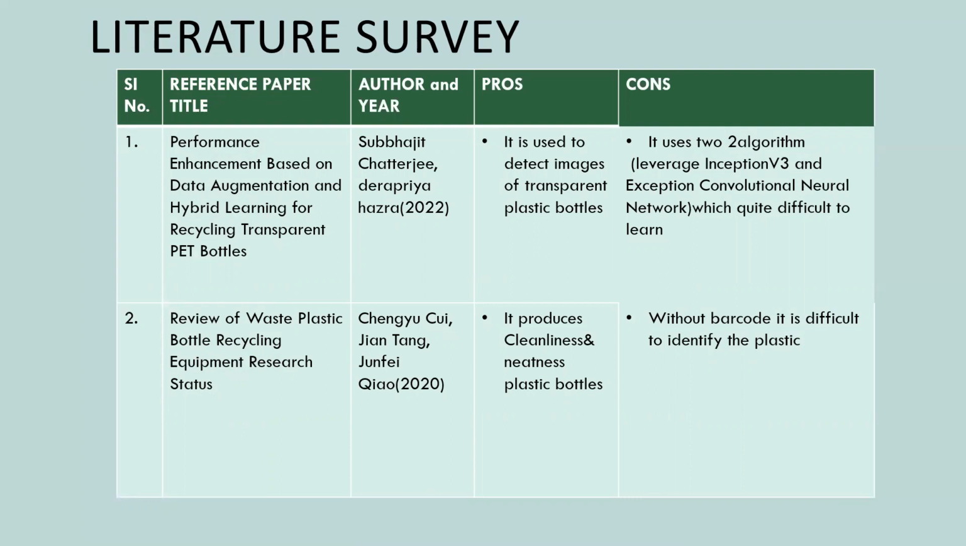The next paper which we have referred to is Review of Waste Plastic Bottle Recycling Equipment Research Status. The author is Chenguchi, in the year 2020. The pro of this paper is that it produces clean and neat plastic bottles. The con of this paper is that without a barcode, it is difficult to identify the plastic.